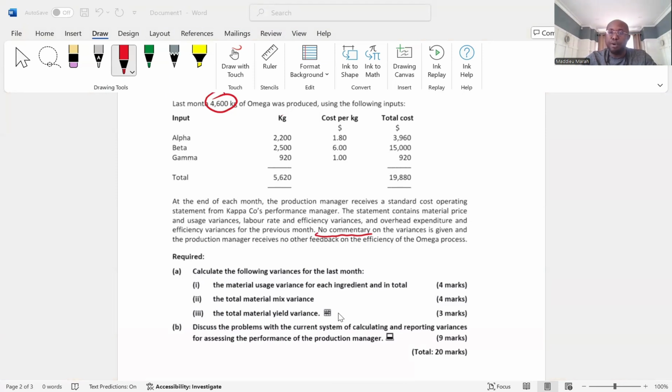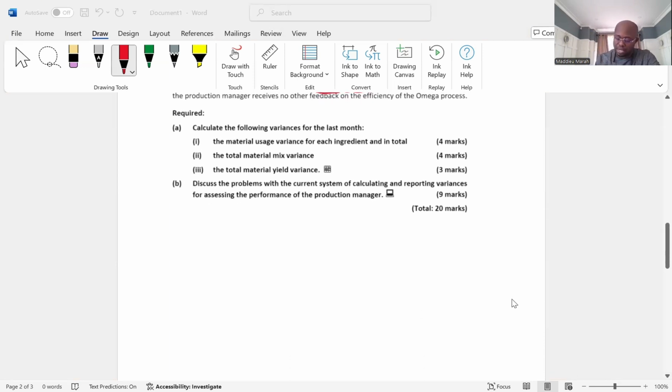B. Discuss the problem with the current system. We identified the problem already in the notes. Standard was set 5 years ago and has not been updated. That's a problem, with the current market condition, inflation, competitors. And we are told that the finance manager set the standard and it has not been reviewed. That's another problem. So now let's go to our calculation. Let's see how we can understand these variances. We are asked to calculate material usage variance. Let's start with material usage variance.